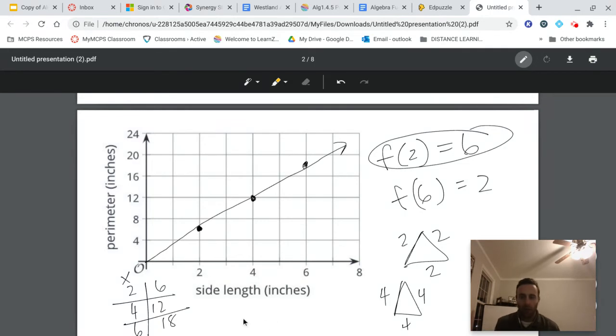So hopefully you said that x is being multiplied by 3 every time, which makes sense, because there are 3 sides. So how would you write this function? Go ahead and pause the video and write the function.